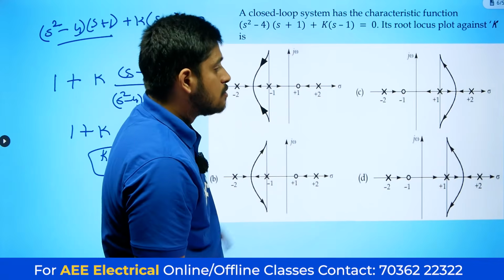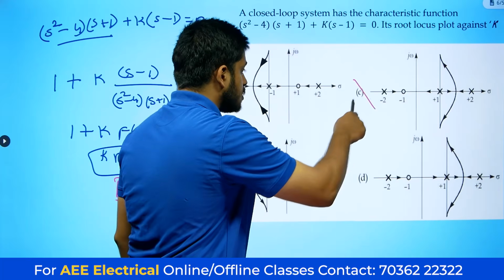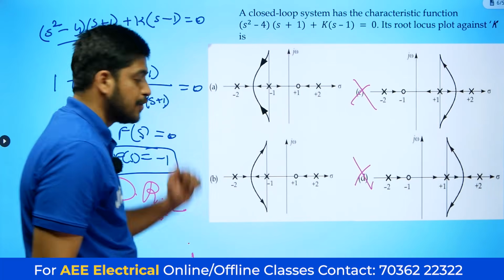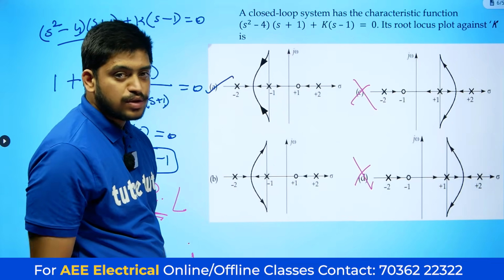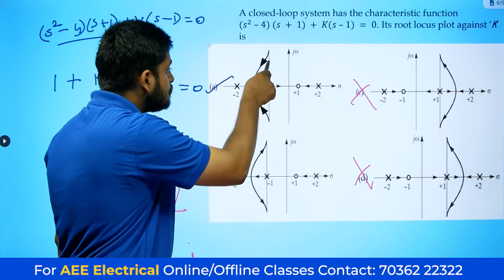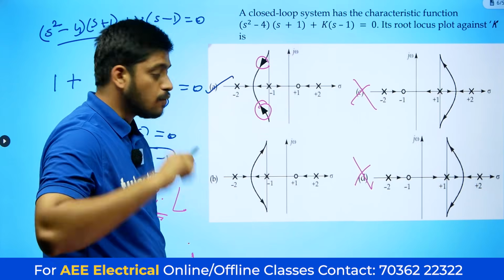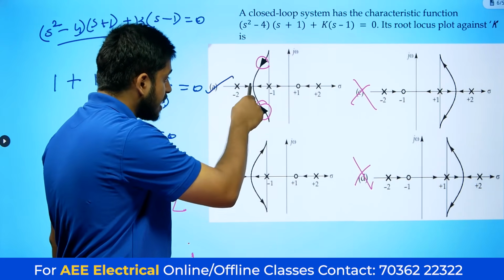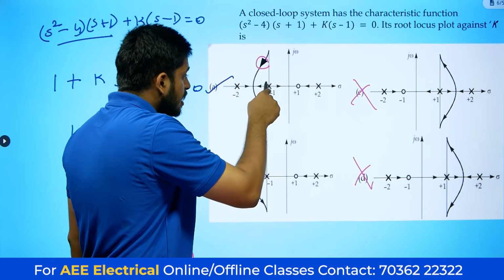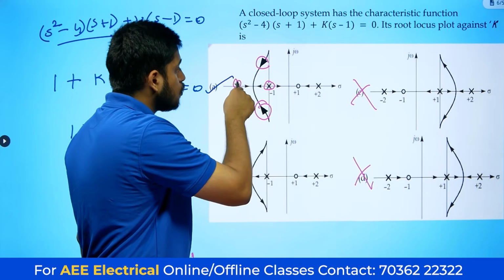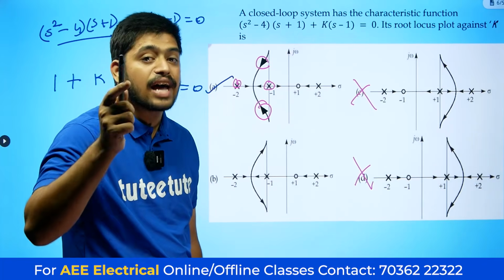Option C, we do not have a zero at -1. So these both options are wrong. But here students may get confused and directly put option A as the right answer. But no, observe the direction of the root locus. Why will that root locus not pass exactly through this point? Because if it were to pass through here, this should be my zeros, not my poles. But -2 and -1 are not zeros, they are my poles.